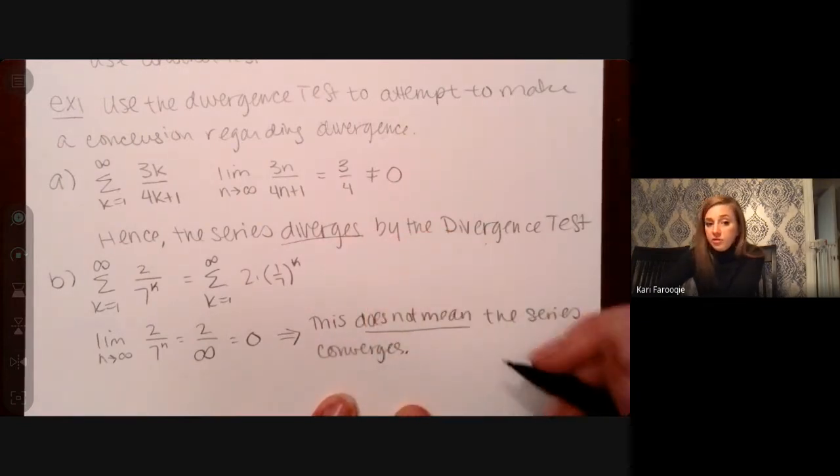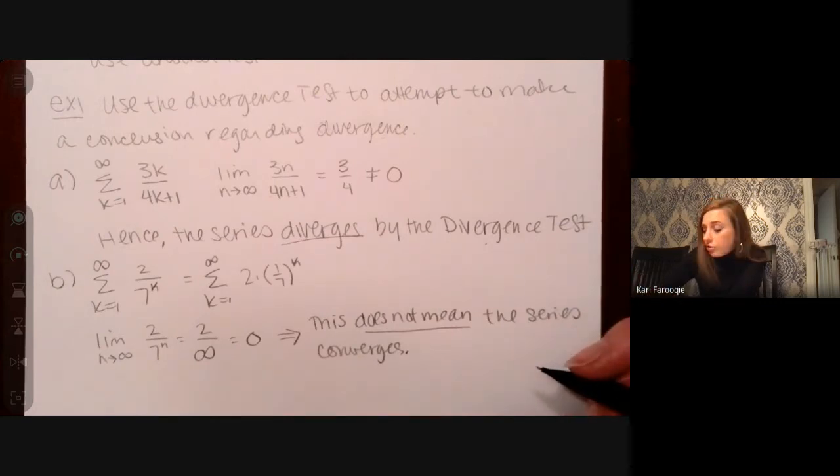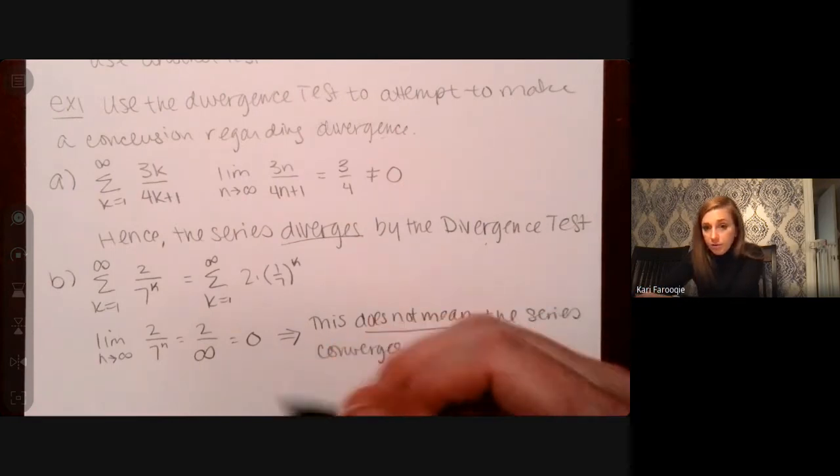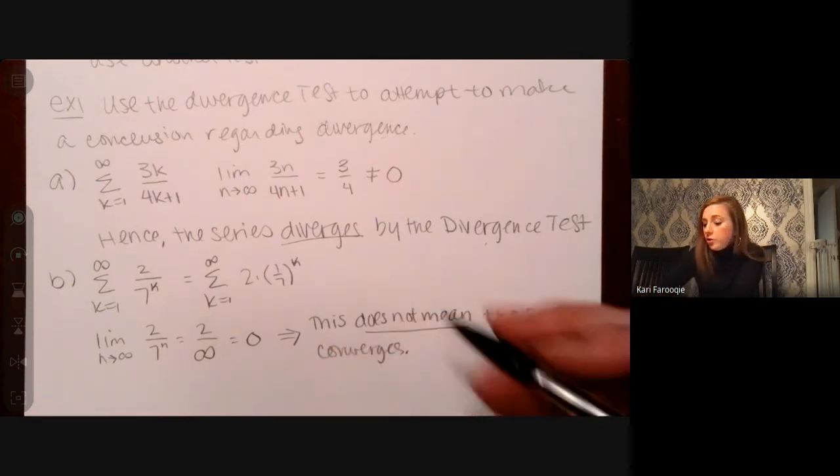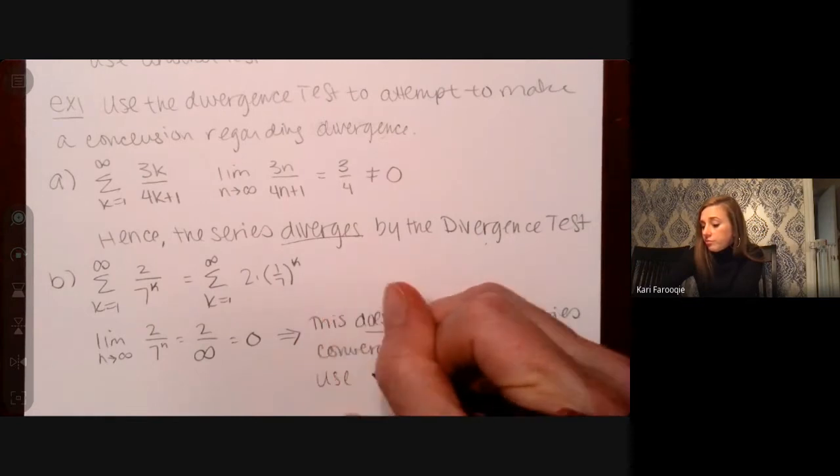It just means we don't know. Actually, it doesn't really mean anything. If we get 0, we don't know. So we're going to have to use another test.